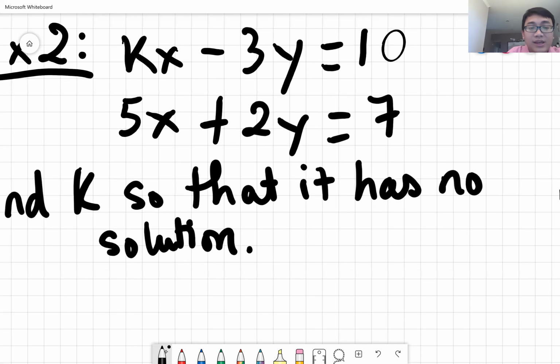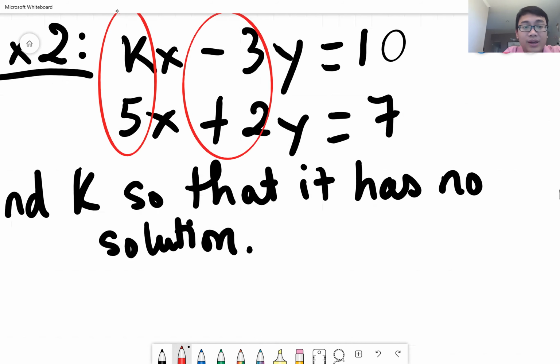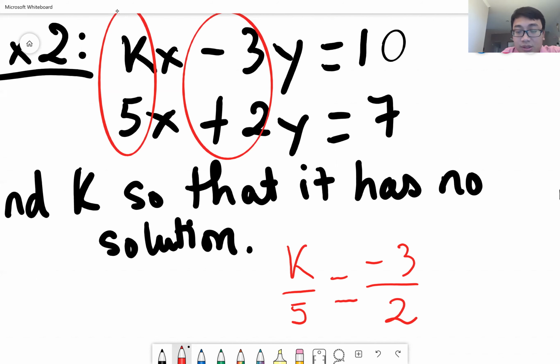How do we do this? We're going to do the same thing. We're not going to solve for y, we're not going to go the long route, we're going to go the short route. So this is your ratio, and this is your ratio right there. So it's going to be k over 5, and you want to compare it to negative 3 over 2. You want them to be the same because there are no solutions. Remember, you want the slopes to be the same because the two lines are parallel, like this.